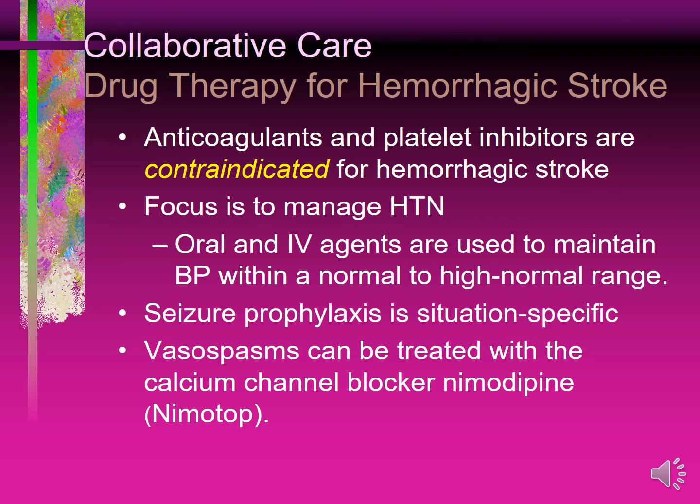You're going to want to try to manage their blood pressure. There's oral and IV agents that are used to maintain their blood pressure within a normal to high normal range. Seizure prophylaxis is very important, and most patients will be on some sort of medication if they've had a stroke to prevent seizures, because it's very common that they will get seizures. And vasospasms can be treated with the calcium channel blocker nimodipine or Nimotop.